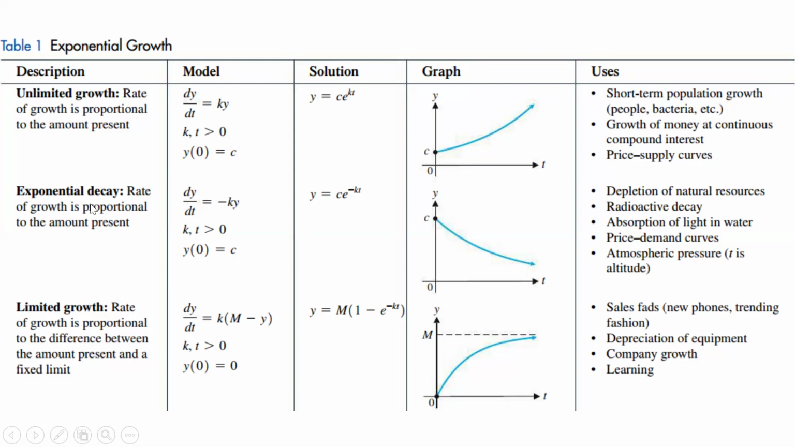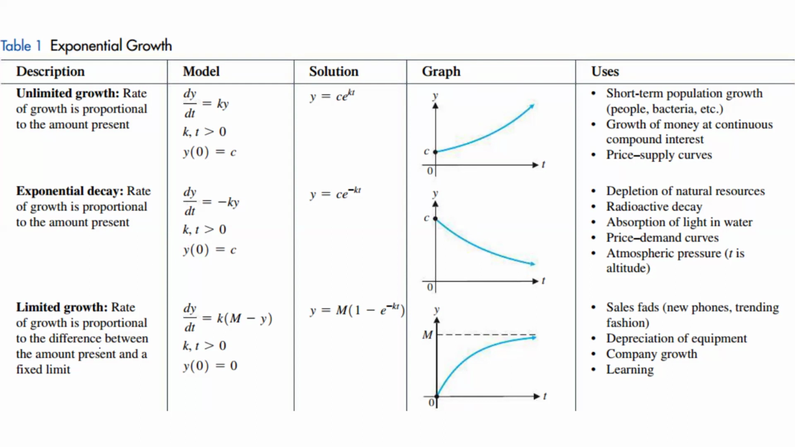Now we have exponential decay. That's where the rate of decay is proportional to the amount present. And dy/dt is equal to minus ky in this case, not positive. And k and t are both greater than 0, and y of 0 is equal to c. And so we get this function, and so it's decaying, looks like that. So this could be depletion of natural resources, radioactive decay, absorption of light and water, price demand curves, atmospheric pressure, where t is the altitude. And so as you go up, the pressure goes down.